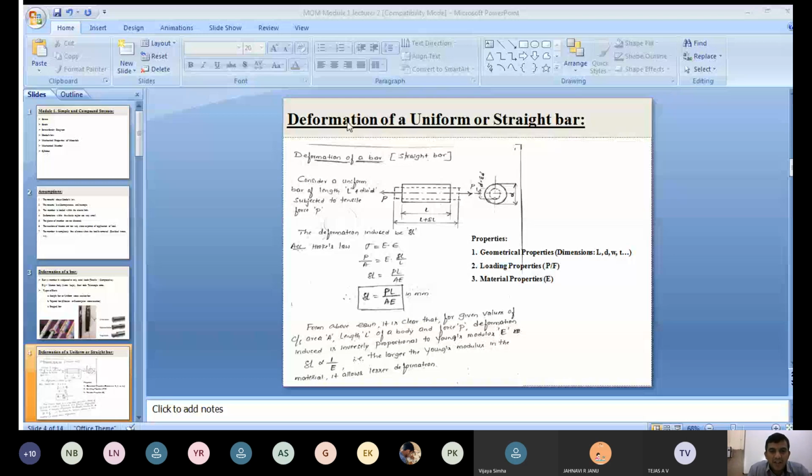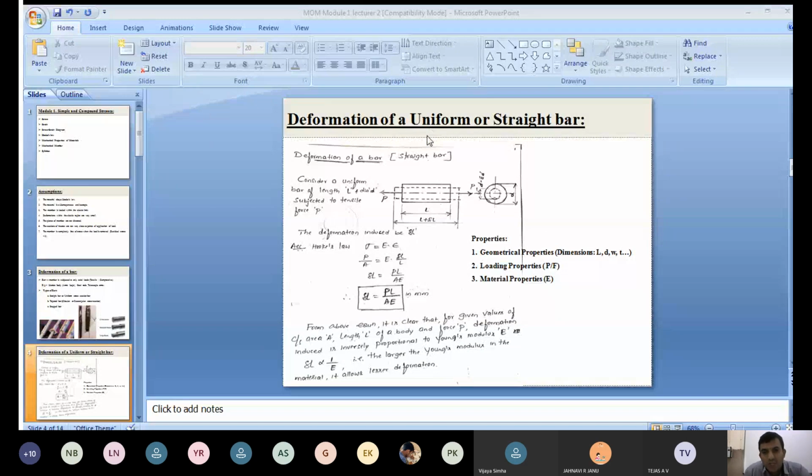At the same time, you can see the diameter is decreasing here. How much is the diameter decreasing? Initial diameter, then change in diameter. Here a negative sign comes, because a negative sign means it is a decreasing dimension. So it is D minus delta D.